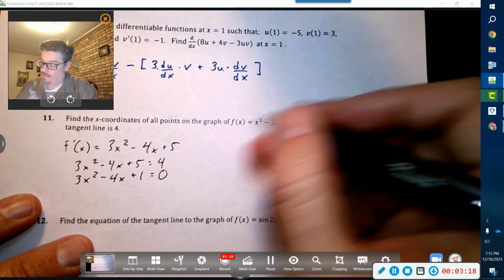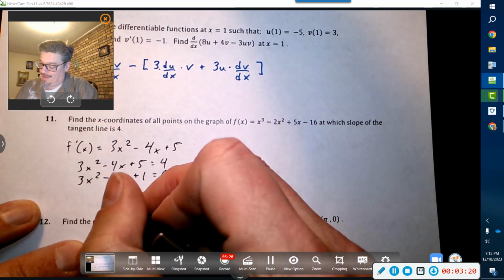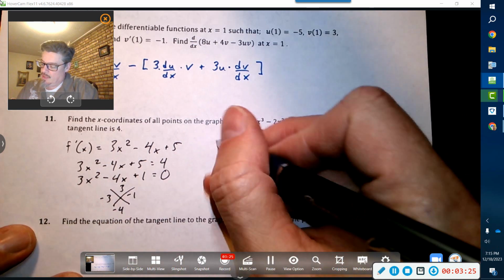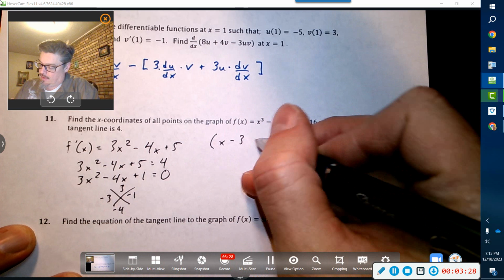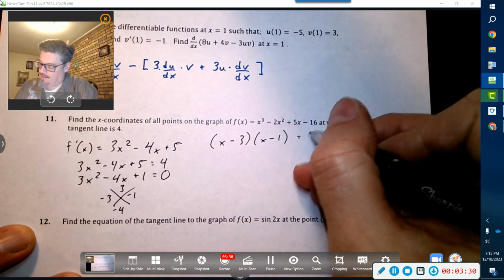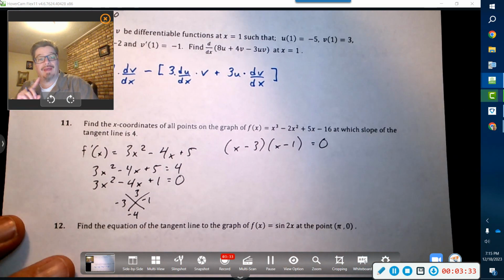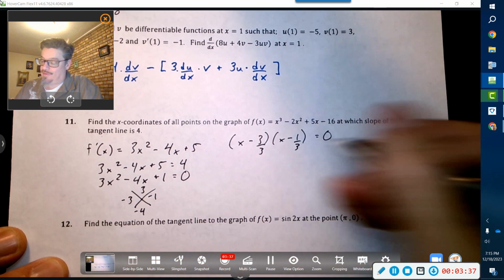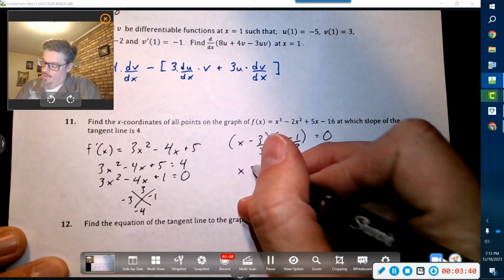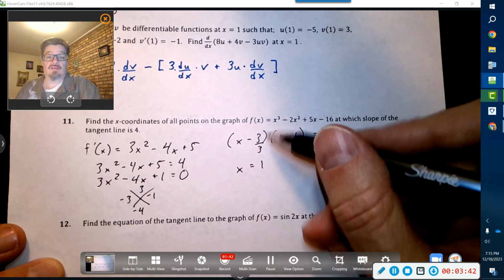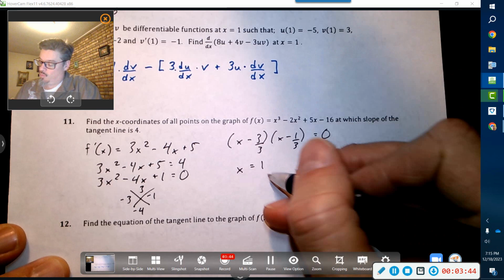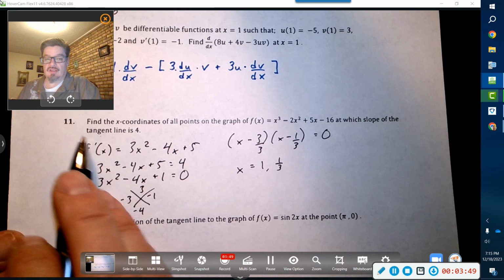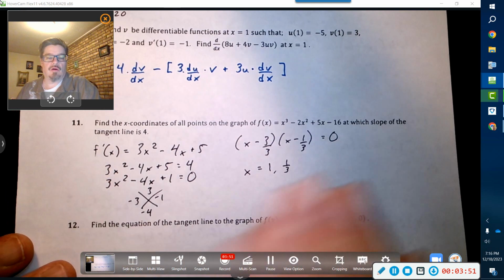So now we have a quadratic. We want factors of 3 that add up to -4, and that would be -1 and -3. So now we have x minus 3 and x minus 1 equaling 0. But remember, this is the new AC method. We've got a 3 there, so we would divide both of those by 3. So we have x equals 1, since 3 divided by 3 is 1, and this guy is 1/3. Okay, so those are the two coordinates at which the slope of the tangent line would equal 4.